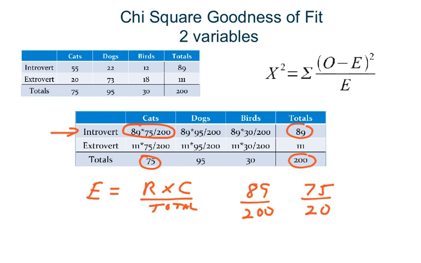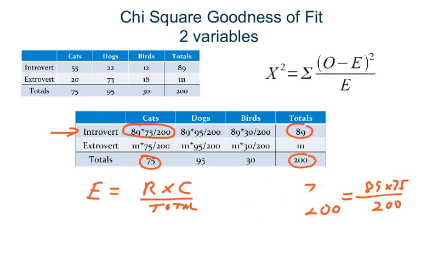What do we do with probabilities when we have an and statement? We simply multiply them together. 89 over 200 times 75 over 200 is the same thing as saying 89 times 75 over 200. So that's all we're doing, just calculating a straightforward and probability using that multiplicative rule. Now we have to do that with every single cell in this particular study.